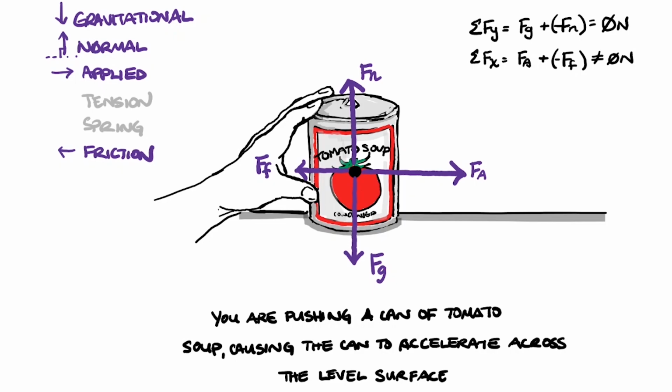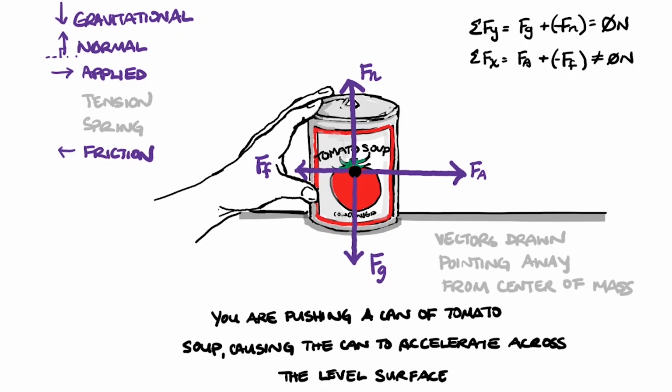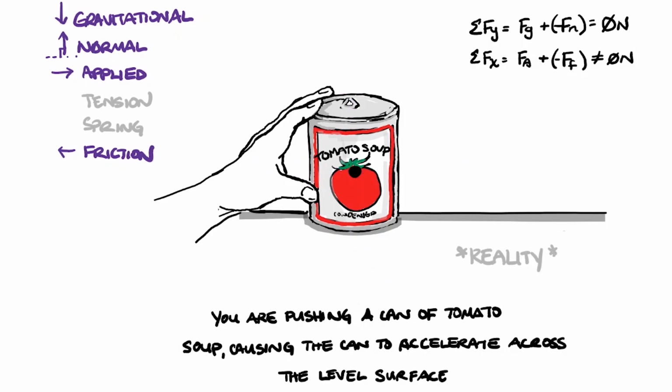You'll notice that each force on a single object is represented with a vector arrow and labeled to indicate the name of the force. For convenience, these vector arrows are drawn to point away from the object's center of mass. It is important, however, that we understand that these forces are actually acting on different parts of the can.